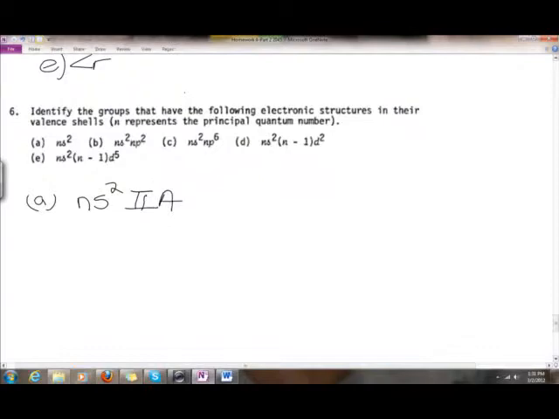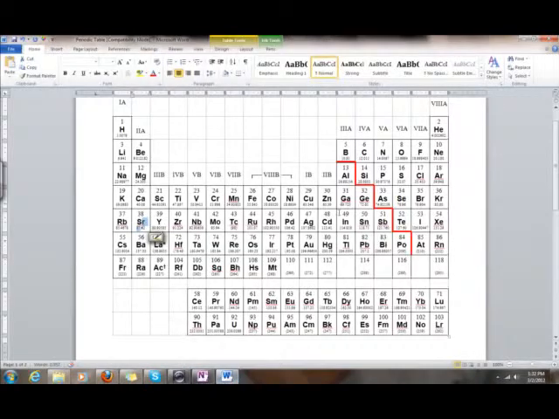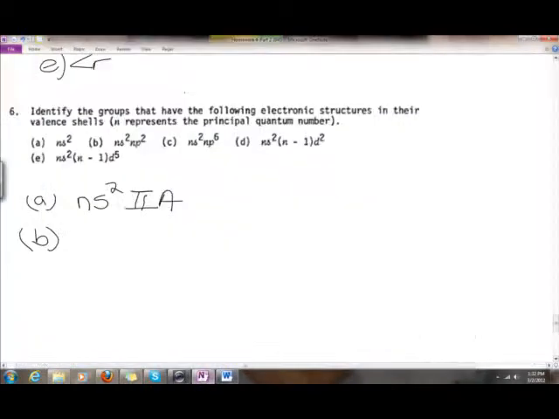I'm probably going to do all of them, or most of them. What would be the B? ns2 np2. Where do you have an ns2 np2? All of them. I don't have to put the D. ns2 np2 is going to be the 4A, because all of them in this column are going to have this electron configuration on the outermost shell. So this one would be the group 4A.